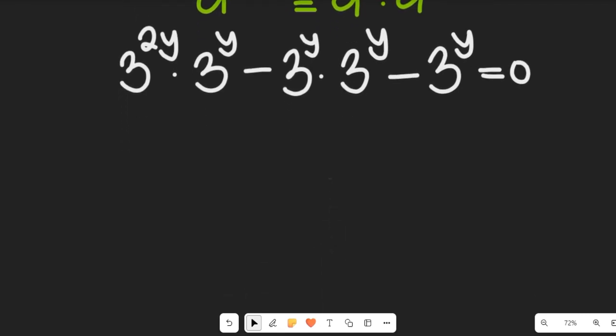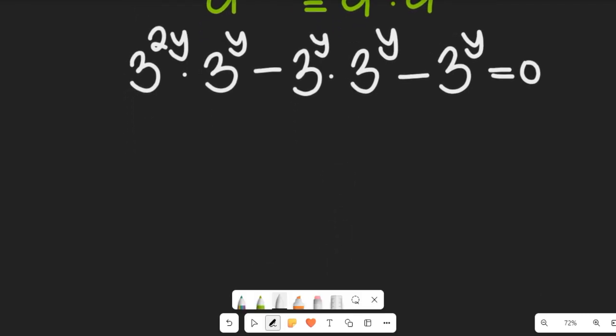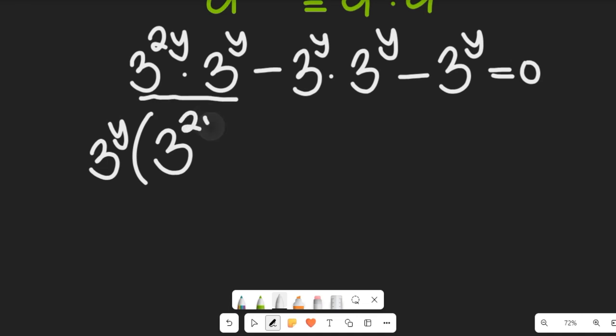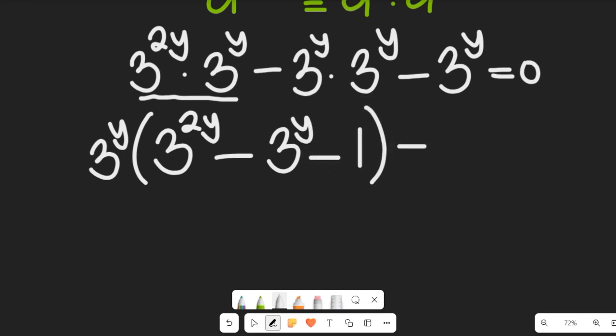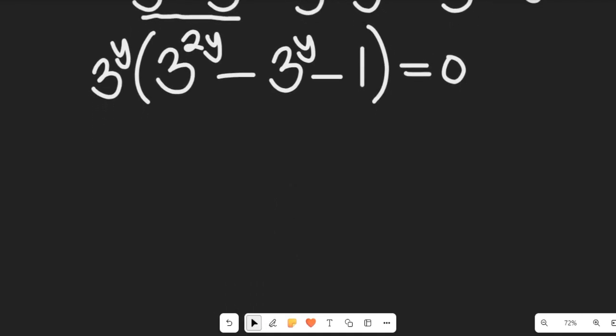Good. Now let's look at how we can bring out one common term. And remember, I told you 3^y is common in all the terms given to us. So if I divide all these by 3^y, I'll be left with 3^(2y) minus 3^y minus 1, and all these will be equal to 0.